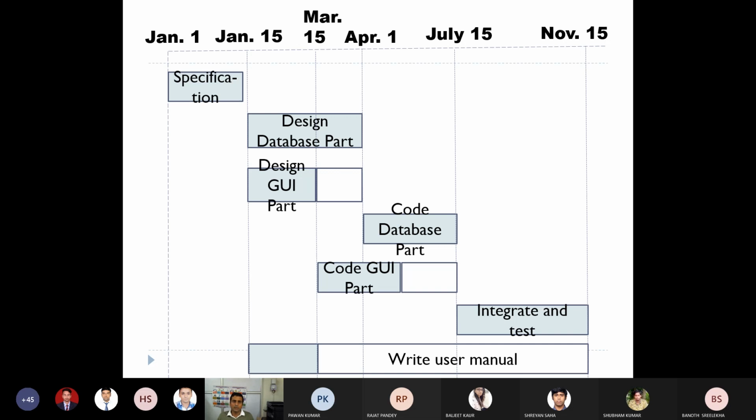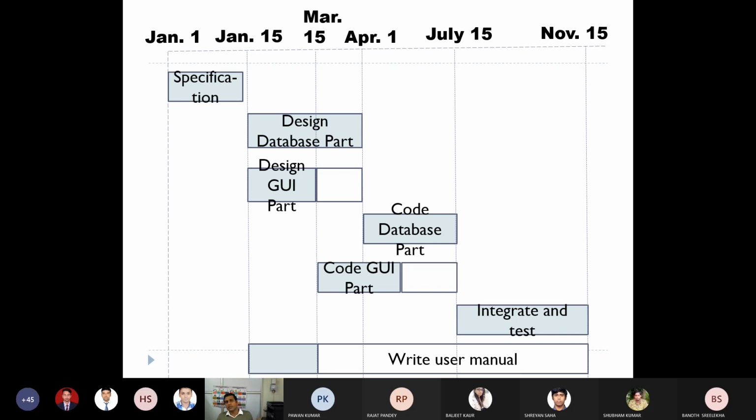So a slack time of 15 days, maybe March 15 to April 1st, then you have a slack time of 15 days for this particular activity, right? But for design database part you do not have any slack time, right? So this way, once this bar chart is prepared, now you can accordingly allocate the resources, right?